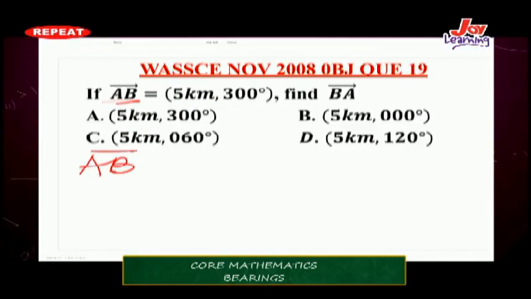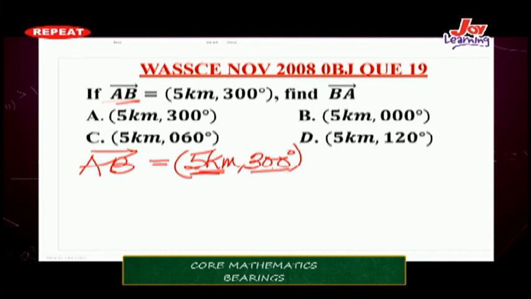Vector AB, what is the starting point? Let me explain this statement. Vector AB, 5 kilometers, 300 degrees. What does this mean? It means the 5 kilometers is the distance. A vector can be written in terms of the distance and the bearing. The 5 kilometers is the distance. The 300 degrees is the bearing.